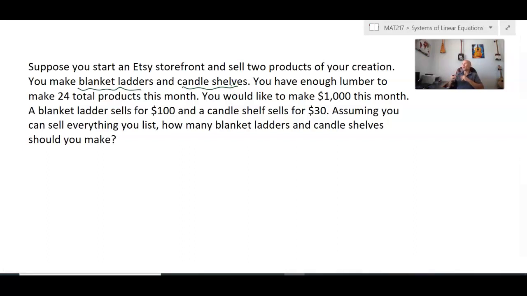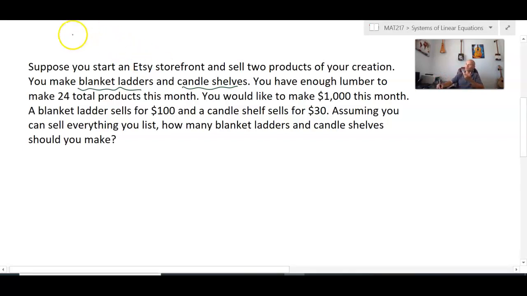You can only make so much each month. You have enough lumber that you've bought and enough time and energy to make 24 products this month. Maybe you can do 3 or 4 at a time, and you do these each week. You'd like to make $1,000 this month. We're just going to say this is pure revenue, so we're not going to worry about the cost of the lumber. A blanket ladder you're going to sell for $100, and a candle shelf you're going to sell for $30. Assuming you can sell everything you list, how many blanket ladders and candle shelves should you make?